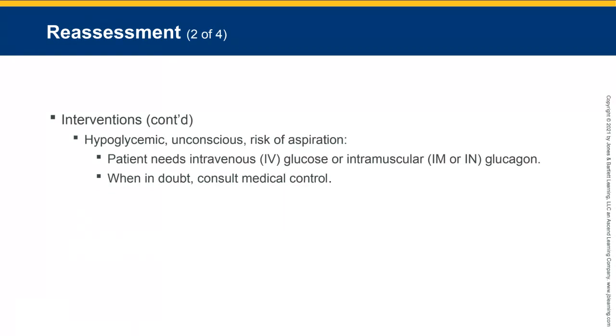For the patient who has a low blood sugar that is unconscious, this patient is at risk for aspiration. So this patient is going to need intravenous IV glucose or intramuscular IM or intranasal glucagon. Now, this is an advanced intervention. So this is beyond your scope of practice. And an advanced provider will only attempt to give glucagon if they're unable to get access to a vein. So if they can't get a vein, that's when they'll go for glucagon administration.